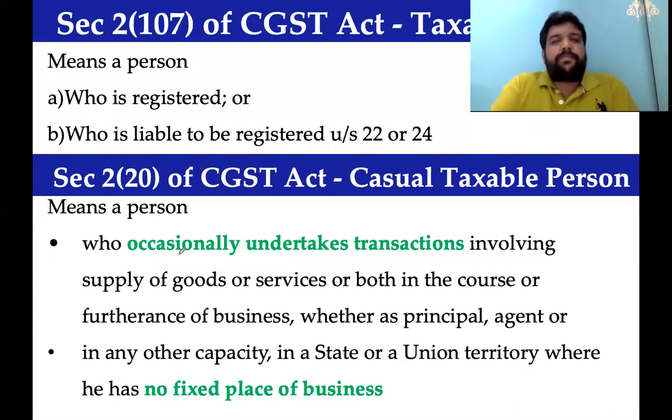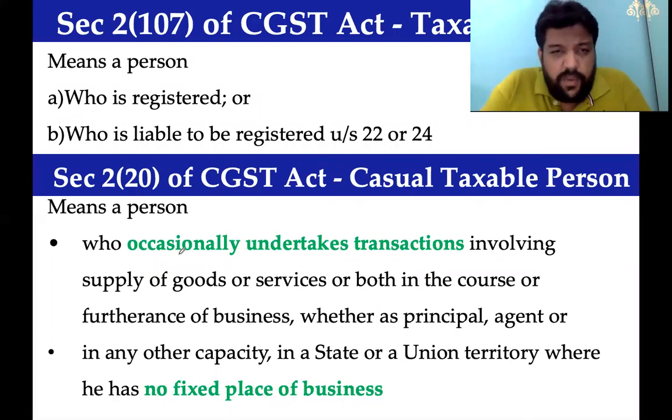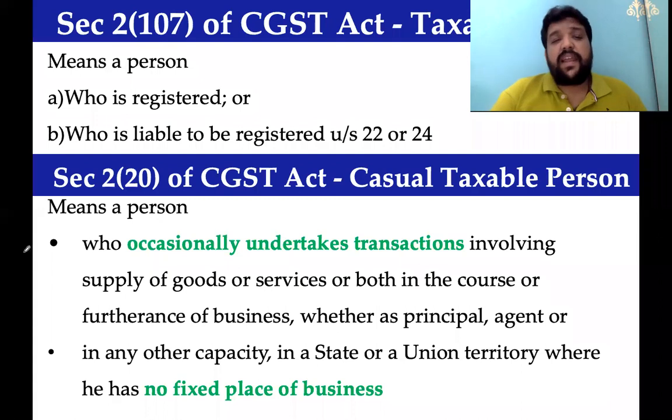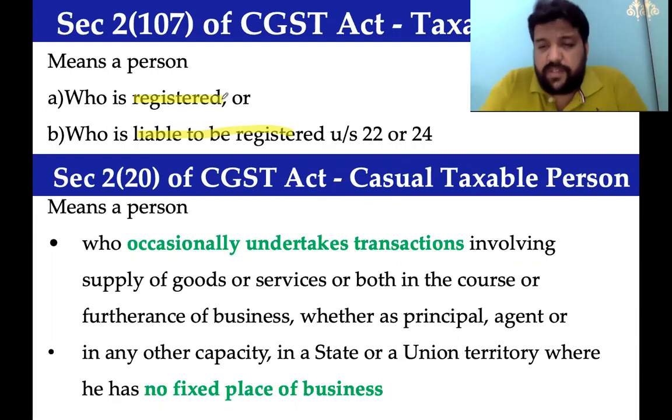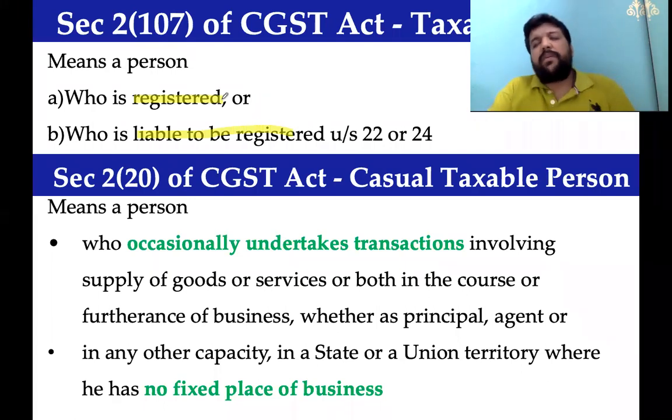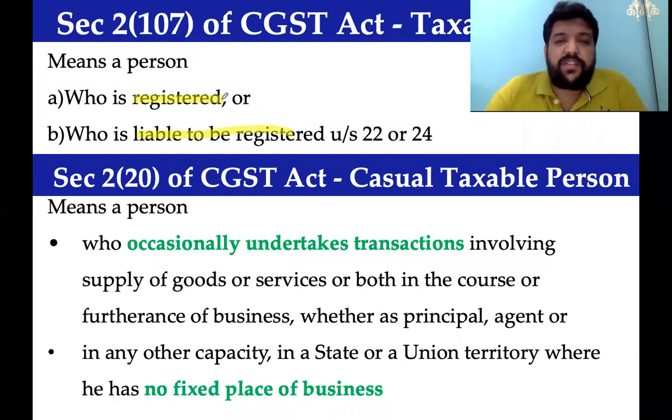Taxable person. What do we mean by taxable person? Any person who is registered with GST or who is liable to get himself registered with GST is called your taxable person. Any person who is registered with GST or any person who is liable to get himself registered with GST, then that person is called a taxable person. So taxable person means a person who is already registered with GST or any person who is liable to get himself registered with GST. Why?